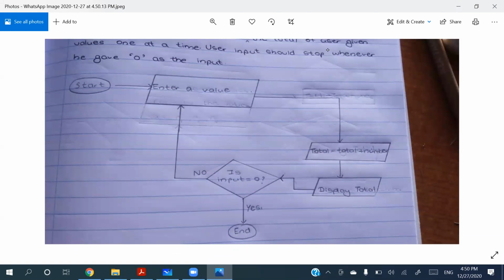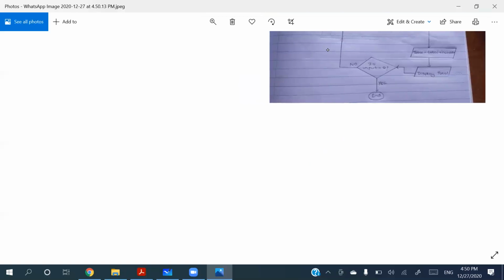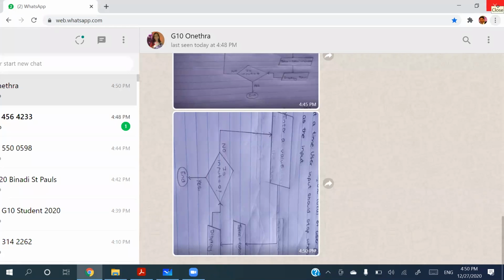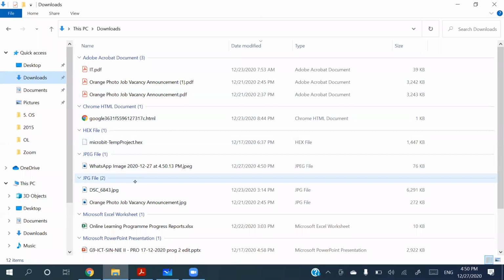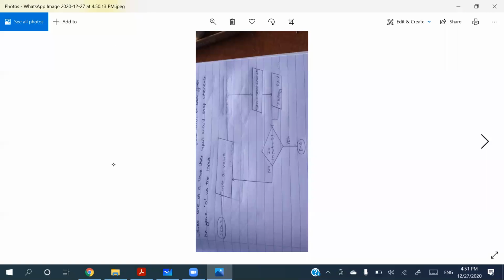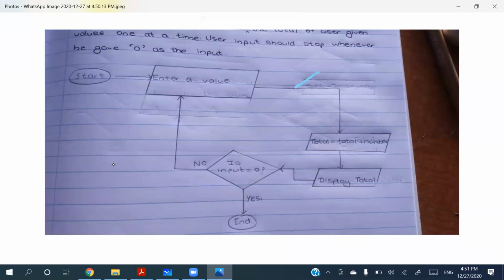Right. On Etra, it's better you have your condition right over here. Once you take the value, it's better you check.